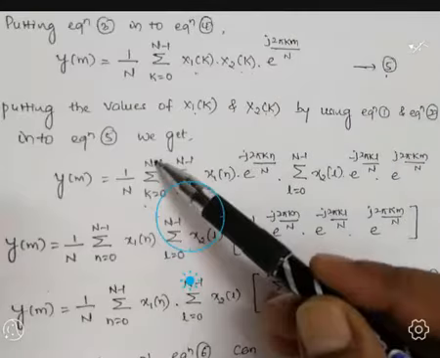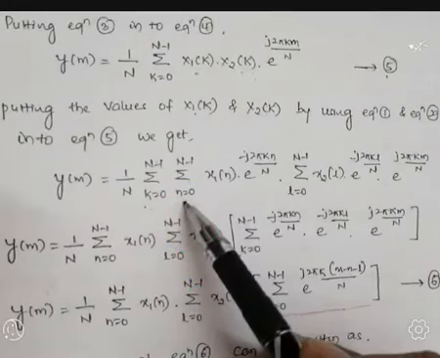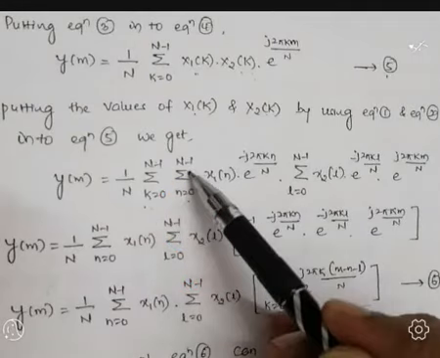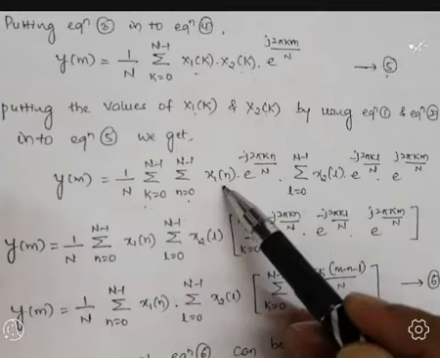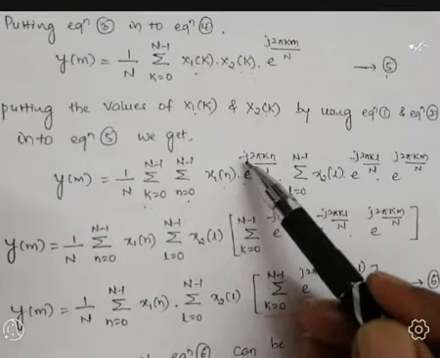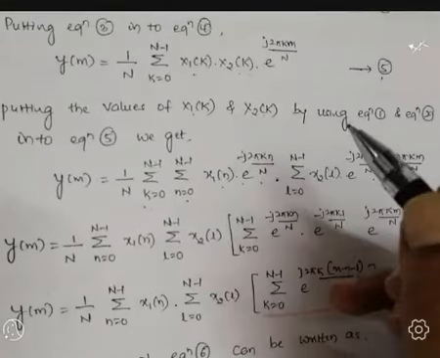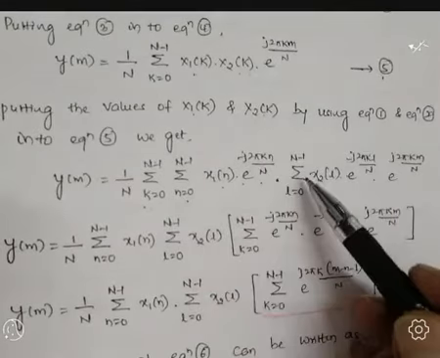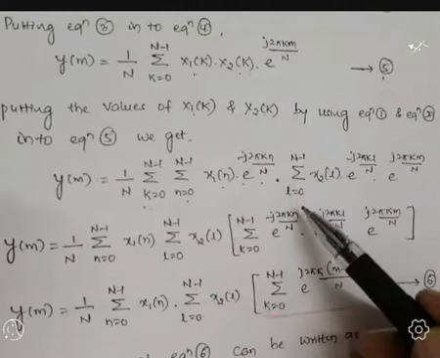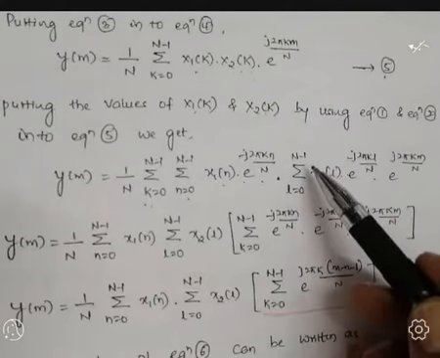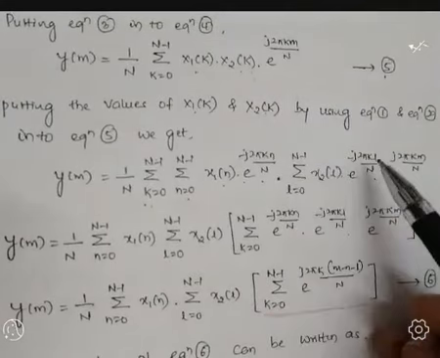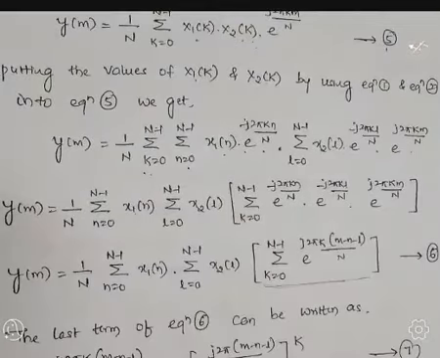X1 of k is what? It is summation over limits n equal to 0 to n minus 1, x1 of n e to the power minus j 2 pi k n by n. Okay, fine. Multiplied by x2 of k. X2 of k is what? Summation over limits l equal to 0 to n minus 1, x2 of l e to the power minus j 2 pi k l by n. The remaining part is as it is. Okay. Next, rearrange the terms and further simplification.